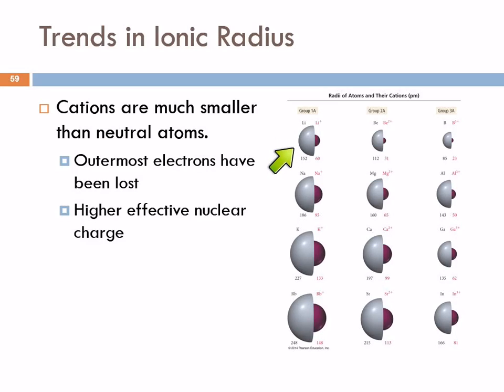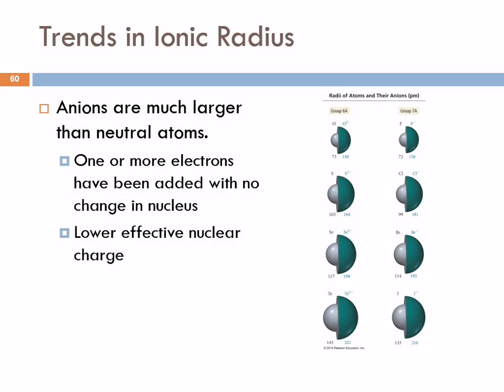So it's too small for me to read. Lithium, the atom, lithium, the ion. Huge difference. Lose 1 electron, the thing just shrinks up to almost nothing. The difference is not as great for a larger atom, but here rubidium to rubidium plus, again, gets smaller. So cations are always smaller than the atoms. Anions are bigger.